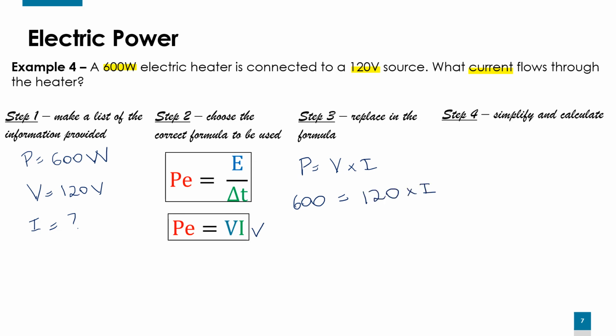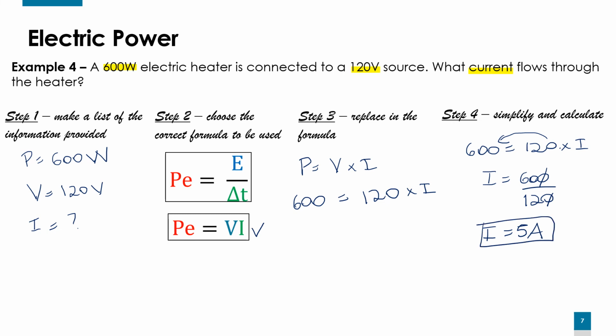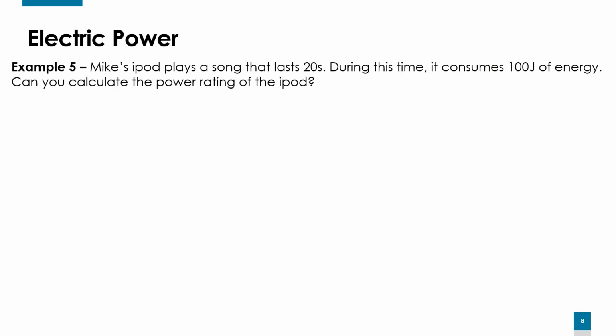And the next step, simplify and calculate. So 600 equals 120 times I. Here it is multiplying, I'm passing it over there, dividing. So I is going to be 600 divided by 120. Cut, cut. So I is 5 amperes. What current flows through the heater? The current is 5 amperes. One more.